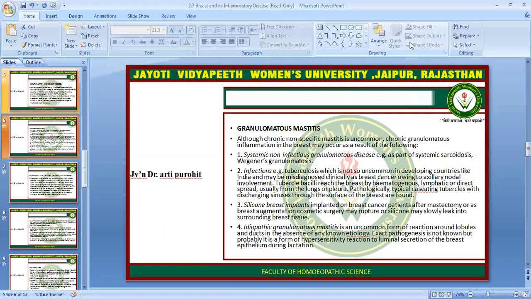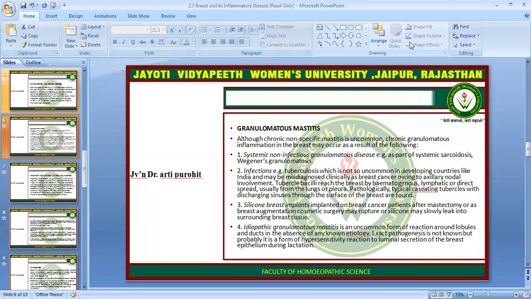Tubercle bacilli reach the breast by hematogenous, lymphatic or direct spread, usually from the lungs or pleura. Pathologically, typical caseating tubercles with discharging sinuses through the surface of the breast are found. Third, silicone breast implants, implanted in breast cancer patients after mastectomy or as breast augmentation cosmetic surgery, may rupture or silicone may slowly leak into surrounding breast tissue.